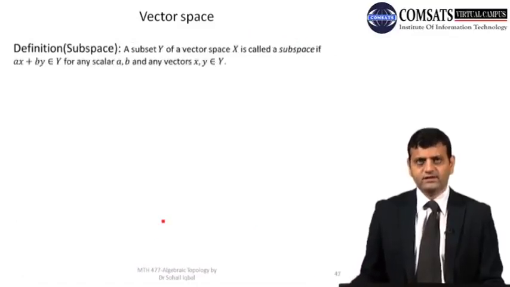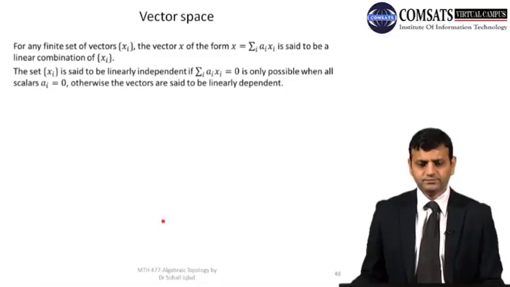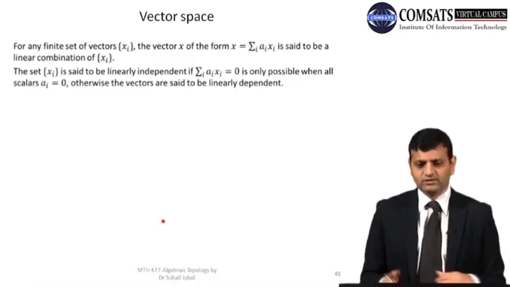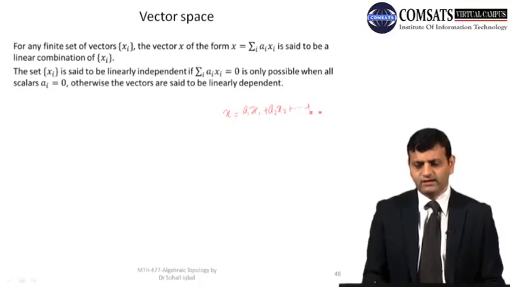A subspace, in a very similar way, we can define. Of course it is a subset of a vector space which satisfies the axioms of the vector space. For any finite set of vectors, the vector x of the form is said to be a linear combination of the xi's. So basically x is equal to a1 x1 plus a2 x2 up to so on plus an xn.